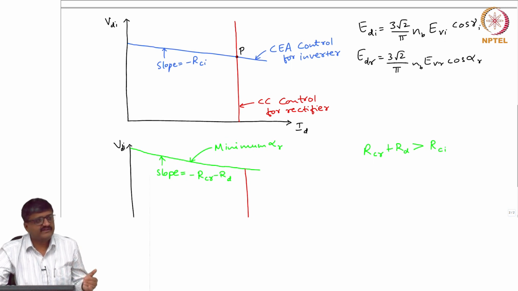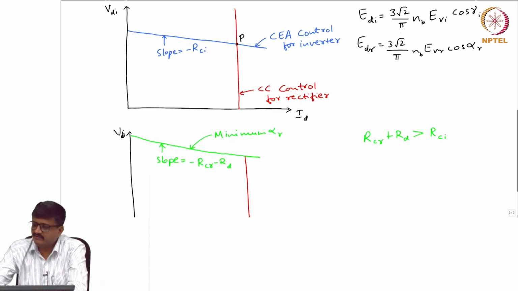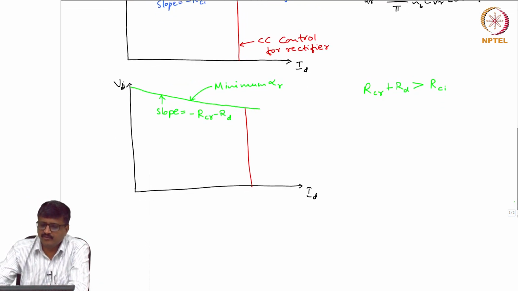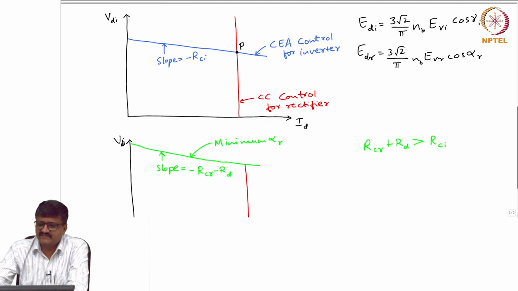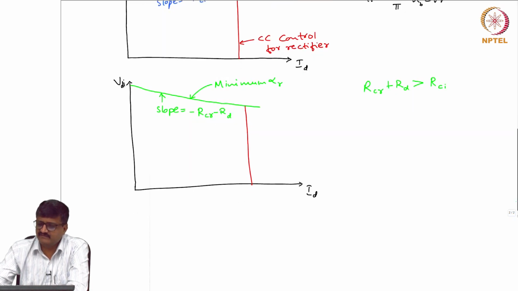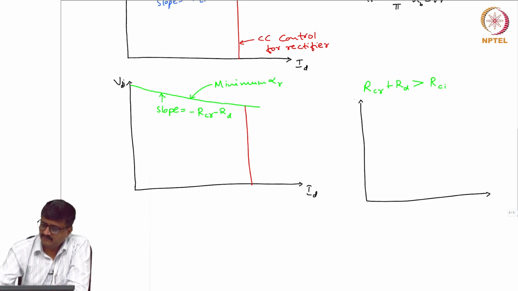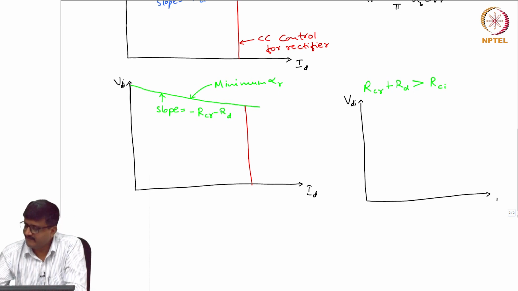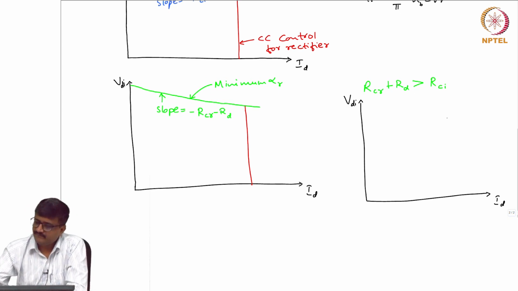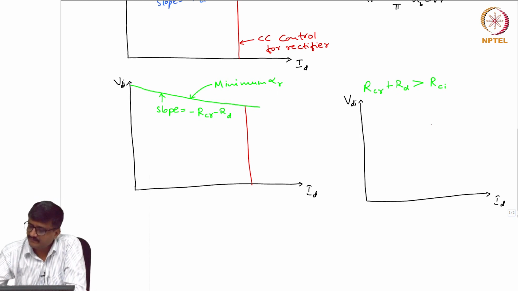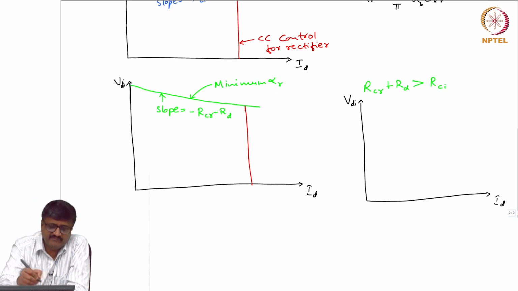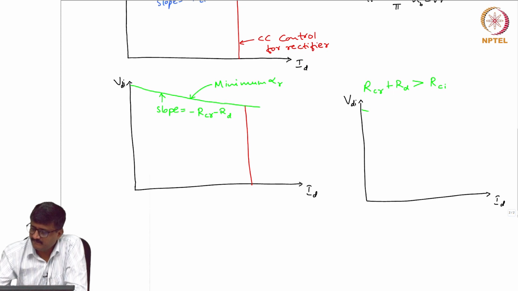but at some point it can, okay, what I will do is I will try to draw a graph where both the CA characteristic is there and the minimum alpha R characteristic is there. Okay. So, let me draw one more graph. So, I have VDI, I have ID, I have minimum alpha R.